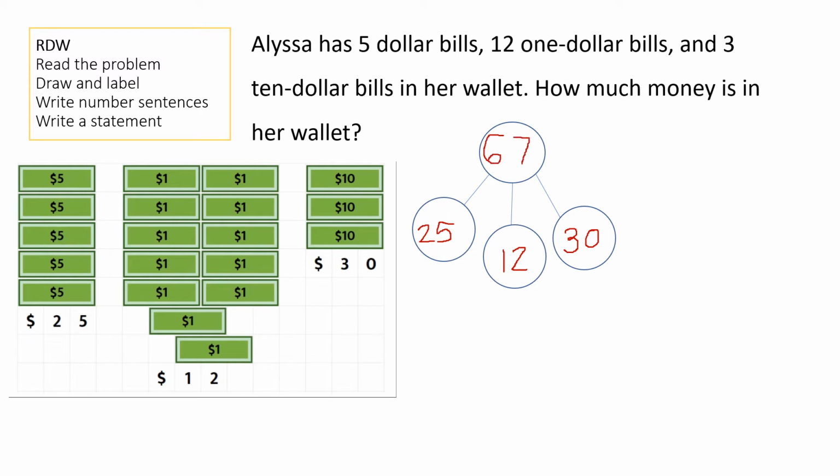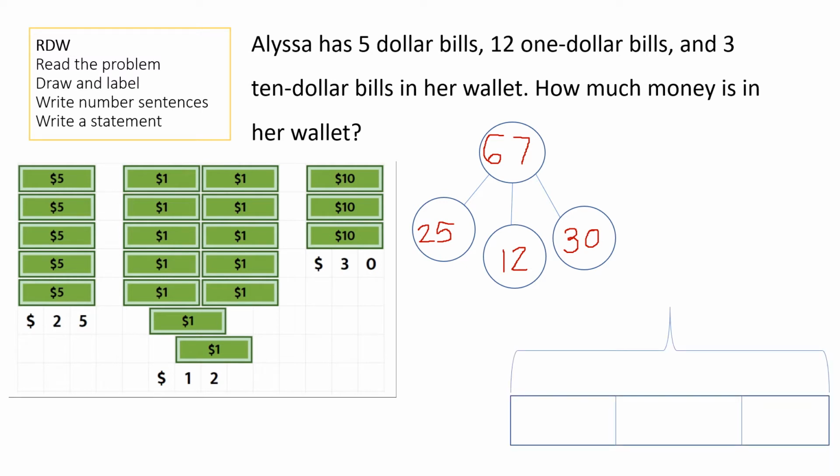That's one way we could have also represented the problem. There are other ways we can represent the problem as well, such as a tape diagram. Think to yourself, before I write in the different parts and whole, where we might put the numbers 25, 12, 30, and now 67.